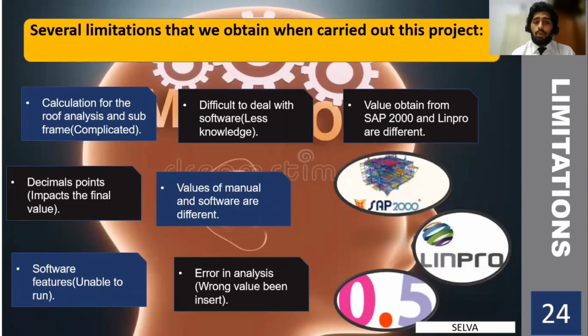Next is that the values of the manual and software are different. This causes us difficulty when we compare the values. Next is the software features. We are unable to run this analysis after we run the codes. And last is error in analysis, where when wrong information is entered in the software, the entire thing goes wrong. Not only in software, but in manual calculation also.